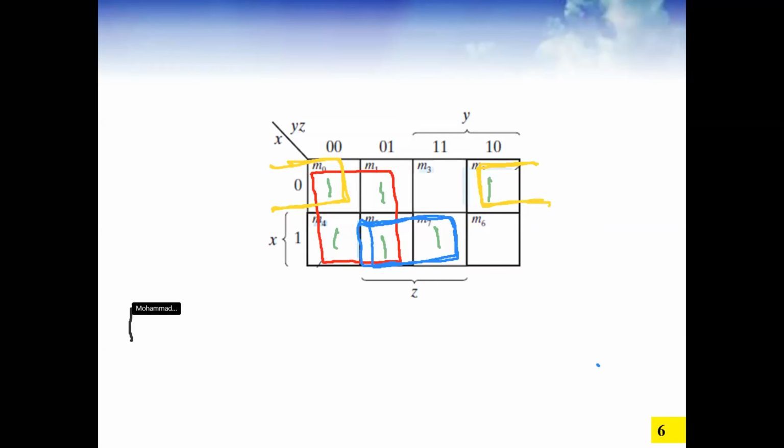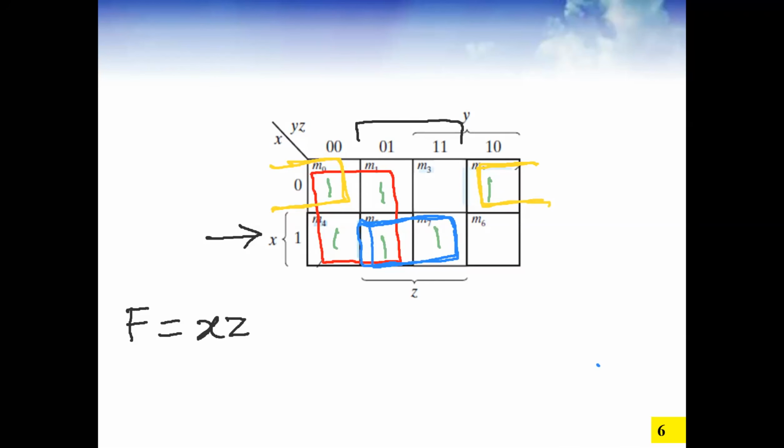So f is equal to. So let's go for the blue first. What is common for the color? X direction. X or X complement? X only. And from the top, what's common? Z. So it will be XZ.